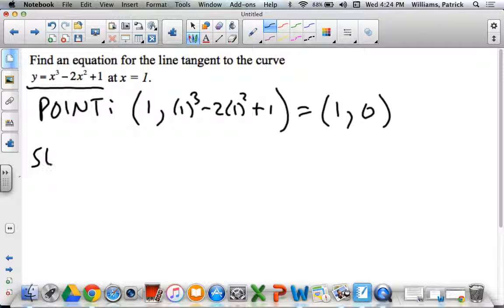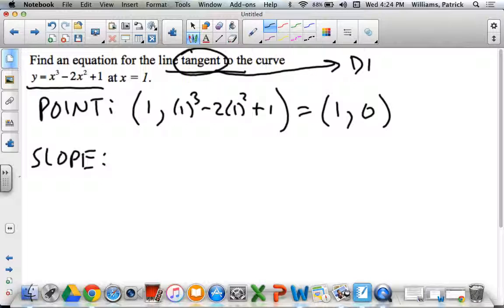Now, if we want the slope, how are we going to get the slope? Well, remember what I told you. We were looking for an equation of the line tangent to the curve. So the slope of a line tangent to the curve is what? It's the derivative. That was supposed to be an exclamation point. All right. So what we need to do is to evaluate, in this case, dy/dx at x is equal to 1.